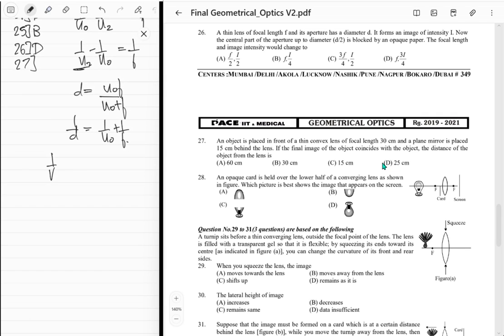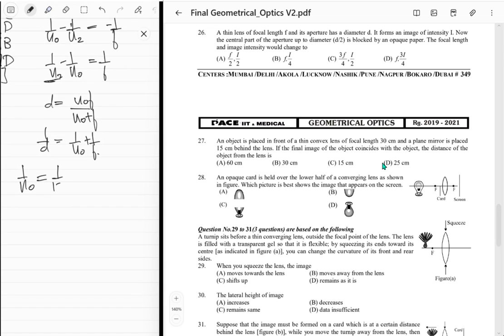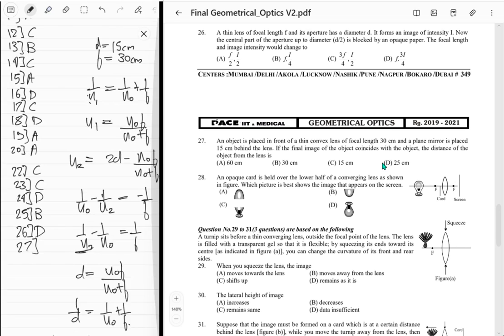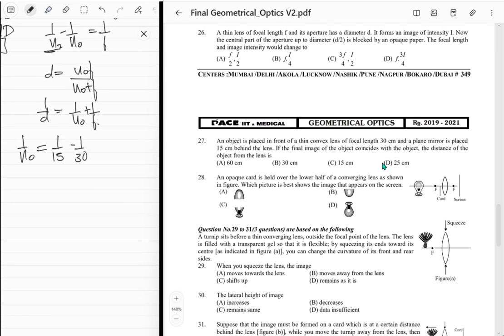So 1 upon u naught is equal to 1 upon d, which is 15. That's like 30. Wait, why is this? No, it's not right, because this is bigger than that, but we know u naught should be negative. So what's going on?